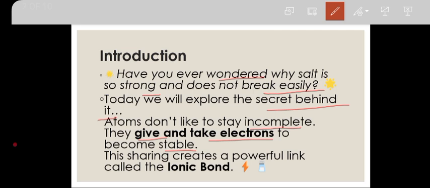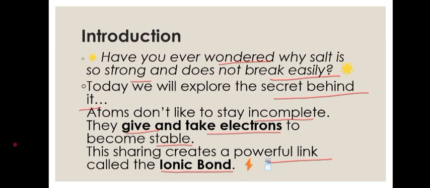This sharing creates a powerful link called the ionic bond. Different atoms give and take electrons to become stable and make a bond between them. This bond is called ionic bond. So without wasting any more time, let's get started.